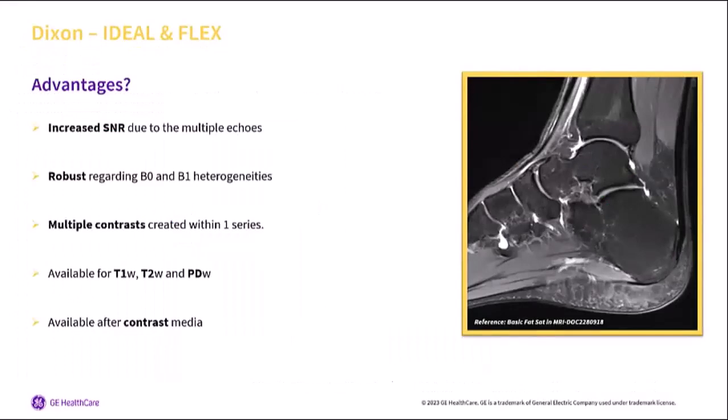So what are the advantages of the Dixon technique? It has increased SNR due to the multiple echoes that we acquire. It is very robust regarding B0 and B1 heterogeneities. It allows us to acquire multiple contrasts created within one series. So basically, if we are acquiring a scan that requires T1 and T1 FATSAT, we don't need to do 2 separate acquisitions, we can do all in one. It is available for T1, T2 and PD weighted, and can be used after contrast media injection.